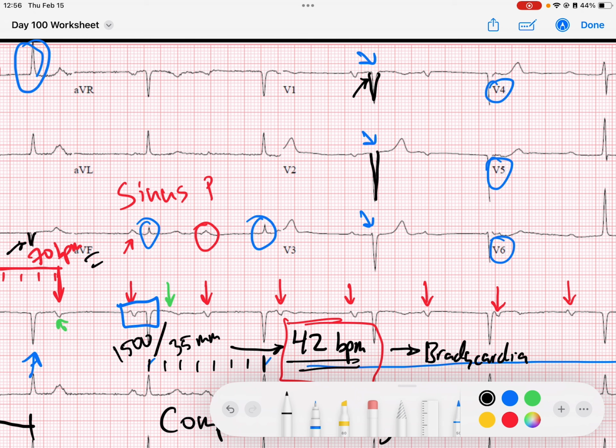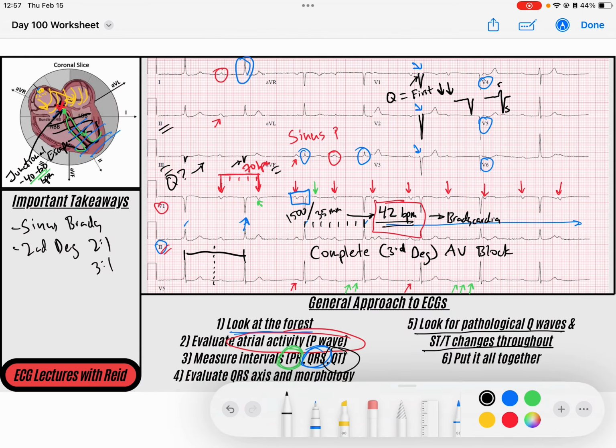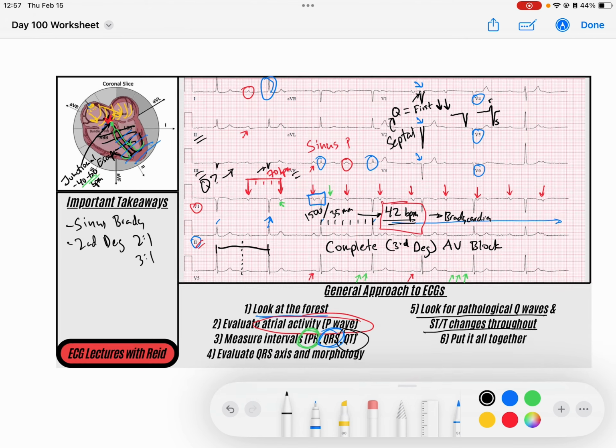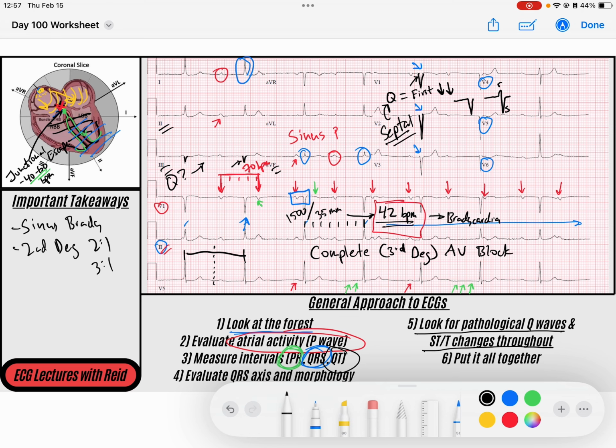Remember that a Q wave, by definition, the first deflection of the QRS must be negative to call it a Q wave. So a Q wave would be something that goes straight down, but if you have a little R wave before it, that would be an RS. Remember, deep Q waves have to be the first deflection. And so I would say we have septal Q waves here, pathological Q waves in the septum region. So that person probably has a previous septal MI.